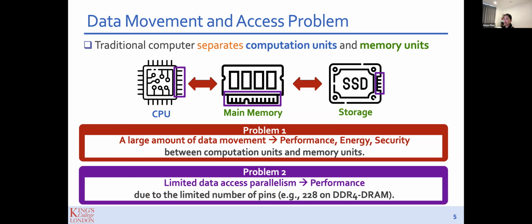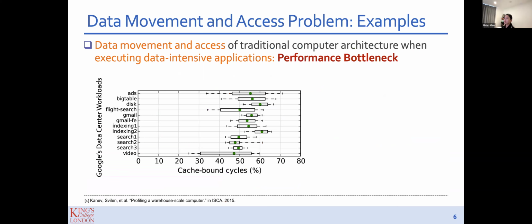And the second problem is that there's very limited data access parallelism, which decreases the performance when we transfer the data, because there's a very limited number of pins. For example, there are only 200 pins in the DDR4 DRAM, right? So the first problem of data movement and access is the performance bottleneck.